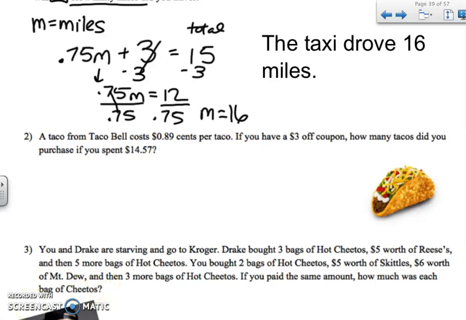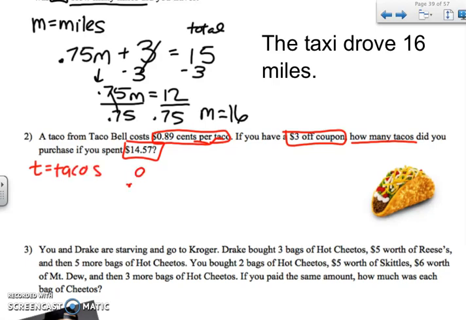All right, you should have boxed 89 cents per taco. Keyword there is per. $3 off coupon. How many tacos is our question? And there is our total of $14.57. So T is going to represent the tacos.